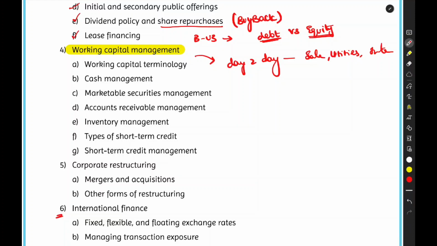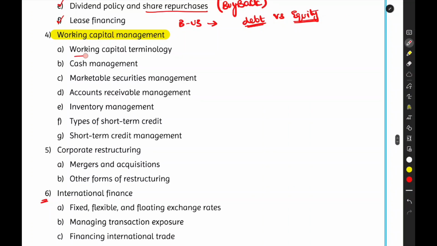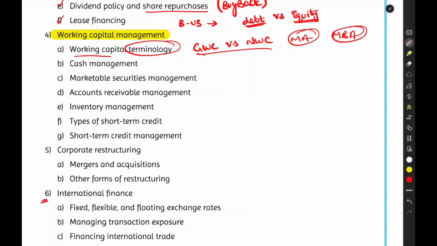and then you get some funds by selling your product to your customers and collecting from the customers. So all the day-to-day, regular business operations of your company are called working capital. In that you have some terminology that you need to understand, like gross working capital versus net working capital. If I remember right, this was one of my questions in my MBA examination; in one of my examinations, I had gross working capital versus net working capital as a question.